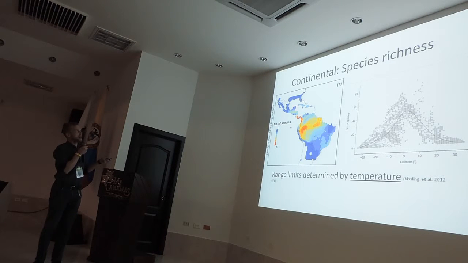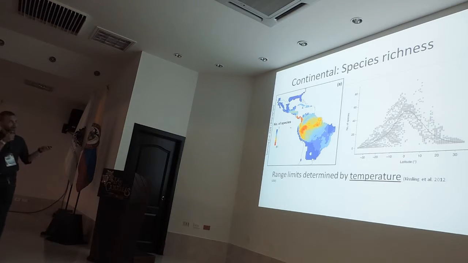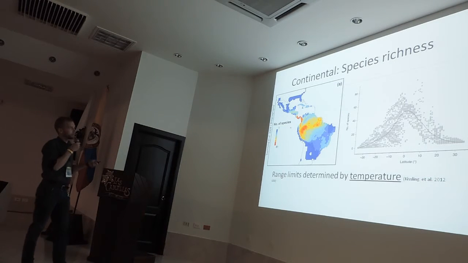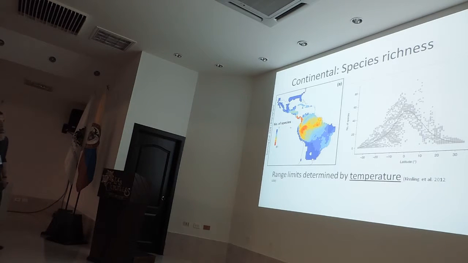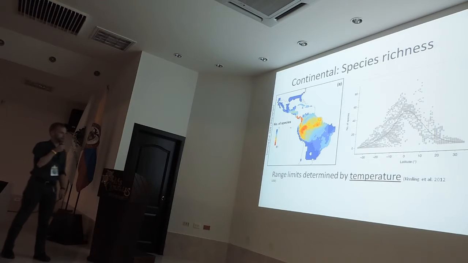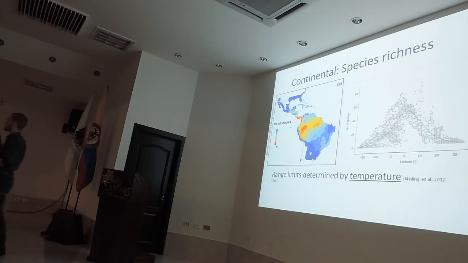There are two aspects to this pattern, basically. One aspect is the overall range limit of the palms. I mentioned this under the species richness gradient because it's a very important difference between zero richness and some positive richness. And then there is the pattern within the distribution of palms. Interestingly, a study by Daniel Kissling and collaborators from 2012 found that the range limits of palms, globally and also in the neotropics, are very strongly determined by temperature.